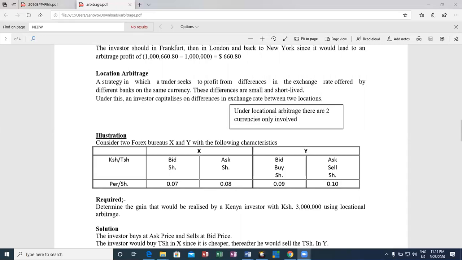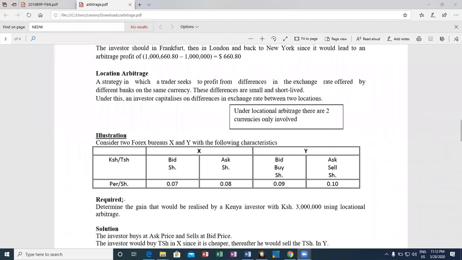No. So here we have said, because it is cheaper for him to buy from X, the investor will buy the Tanzania shillings from X and then sell them to Y. So in this case, buy from X. Could you kindly go ahead and exchange for us? Remember, in this case, the investor's buying rate is 0.08 Kenya shillings per Tanzania shilling. So go ahead and exchange.